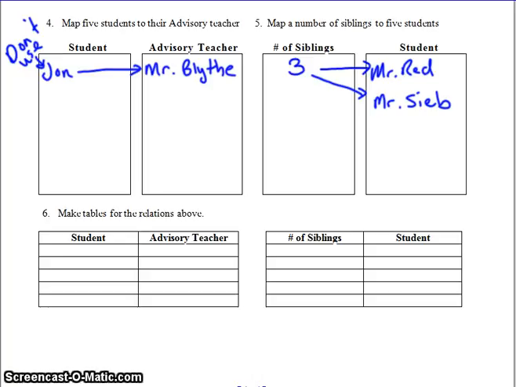And then you can make the table. Student to the advisory teacher. Number of siblings to the student.